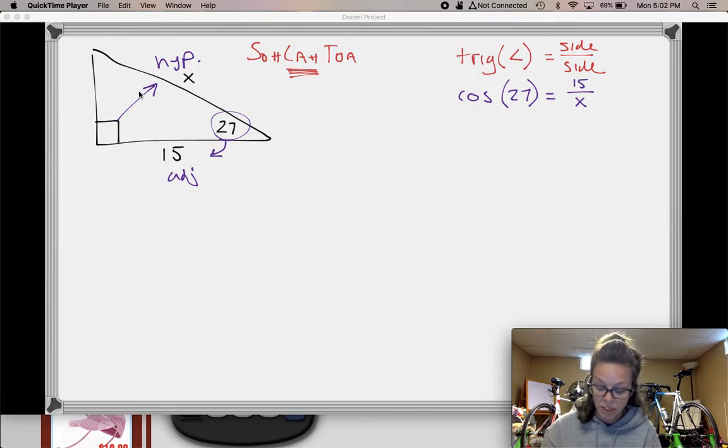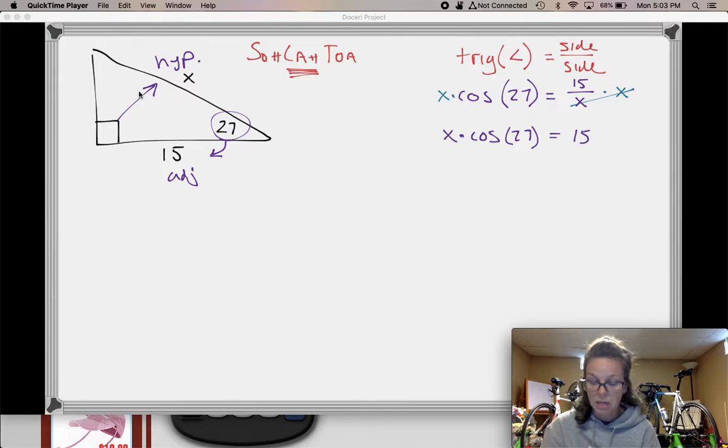So to solve this for x, it's going to take a couple steps of algebra. What we're going to do first is multiply both sides by x. Because x is on the bottom of the fraction, that'll cancel out the x over there. But it didn't really get x alone. Now our equation just has x on the other side, and it says x times the cosine of 27 equals 15.